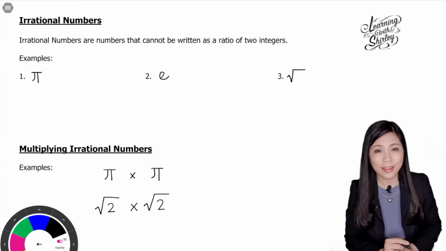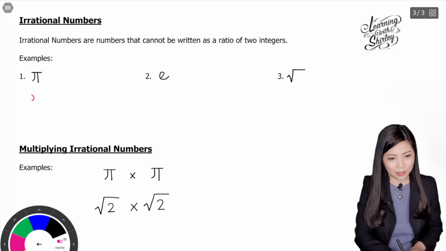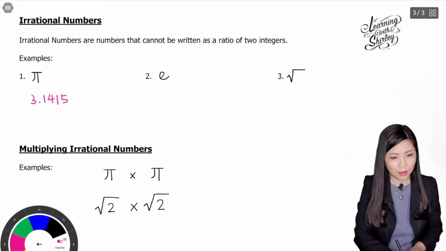And the value of pi is 3.14159265358 and so on. So this is the value of pi.